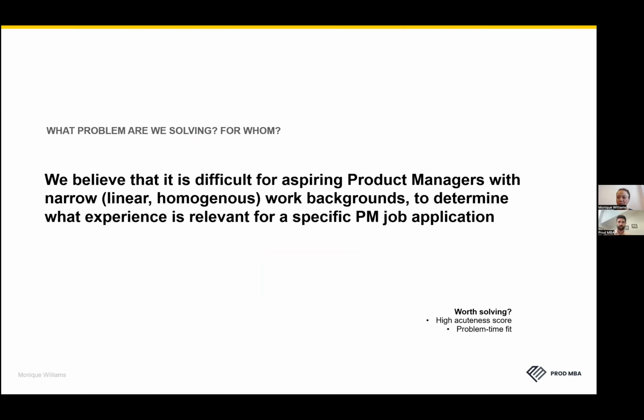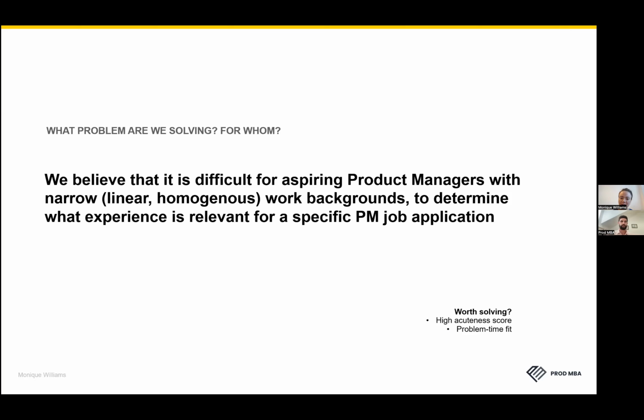Right? So if you've always been in the same job, then it's difficult to all of a sudden understand for a completely different job what's relevant here. What are those transferable skills? And it's specifically targeted at aspiring product managers. How do we know that this is worth solving? Because it has a very high acuteness score, right? If you want to change your career path, that's something that you might lose sleep over.